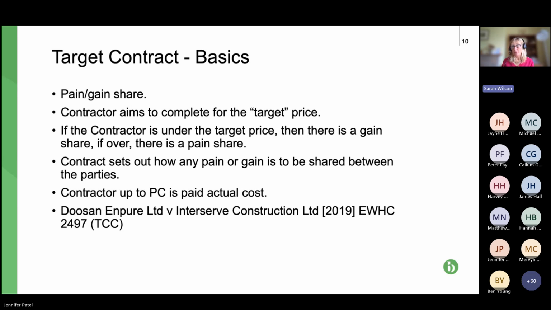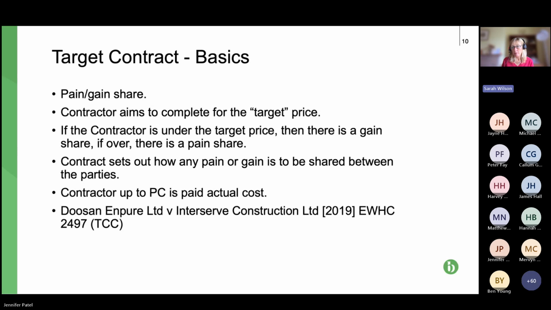Also throughout the course of the project, as we've seen, compensation events, once they're implemented, get inserted into the activity schedule to increase the target cost, or for Option D, where we have a bill of quantities, into the bill of quantities to increase the target cost.